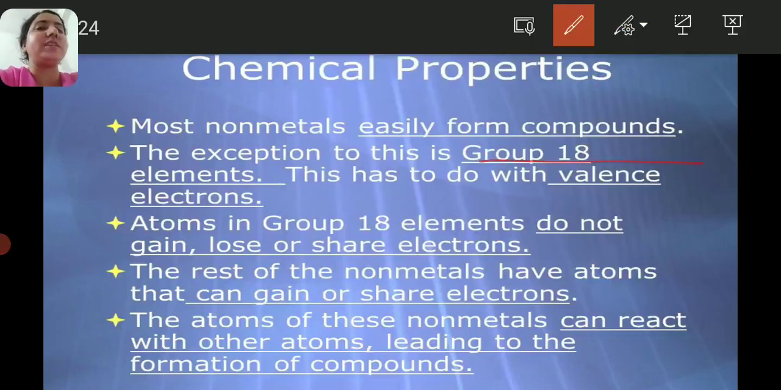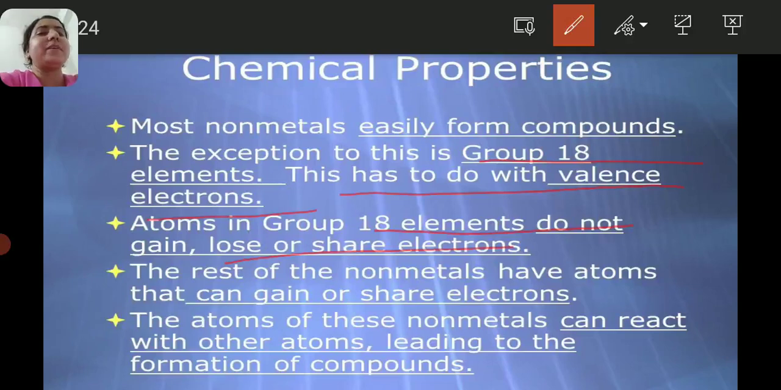The exception is group 18. This has to do with valence electrons. Atoms in group 18 do not gain, lose or share electrons because they have filled orbitals. They do not have incomplete orbitals, so they do not share, lose or gain any electron. These are helium, neon, argon, krypton, xenon, radon, the group 18 elements.